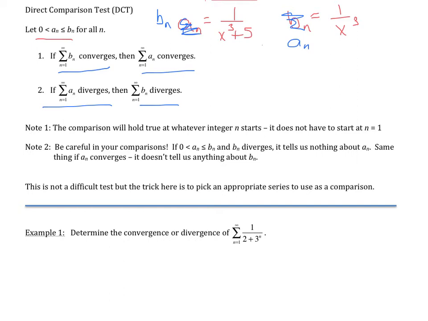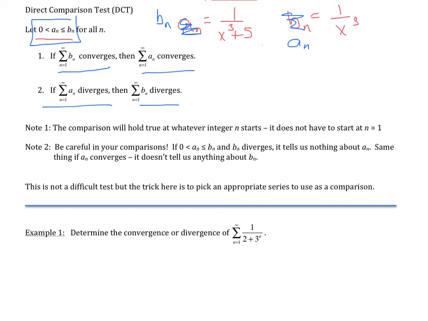Two notes: the comparison will hold true whatever integer n starts at. I have it in these notes starting at n equals 1. It could be at n equals 5, n equals 100. It doesn't matter. It doesn't have to start at 1. You do need to have positive series, remember that, but n doesn't have to start right at 1.